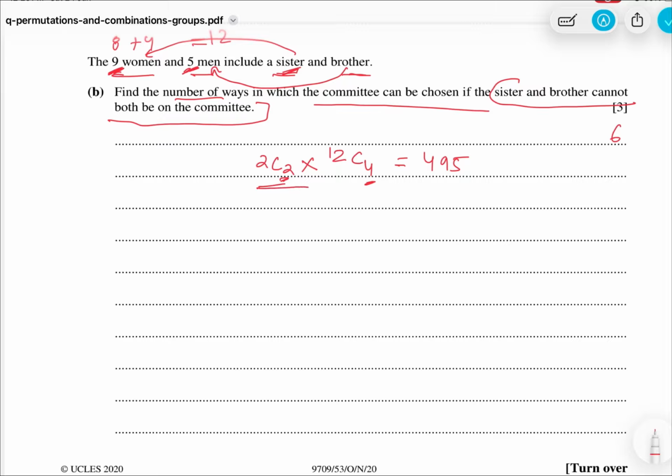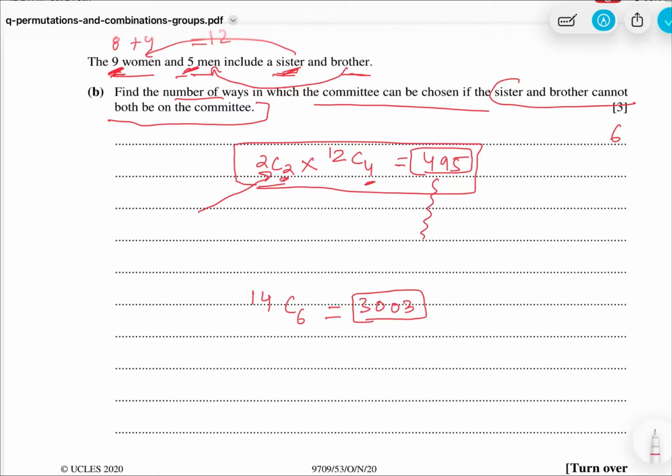Now, in these many combinations, brothers and sisters are both part of the committee, 2C2. Now I will take the total ways in which a committee could be selected. The total ways would be 9 plus 5 is 14, C6, that is 3003. If I subtract these two, will all the possible combinations of brother and sister together be subtracted from the total? And can we find our answer?